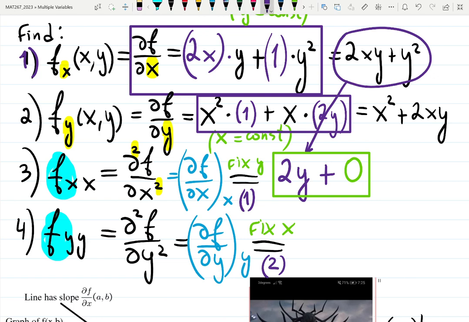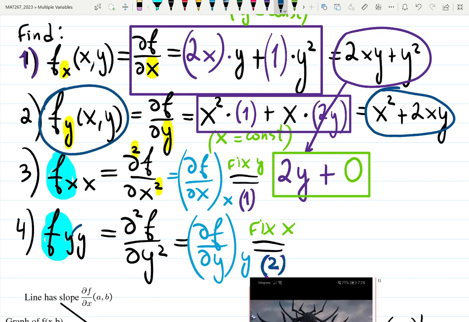Second equation. Let me color code it into blue. I'm looking at the blue equation, the result of the second line: x squared plus 2xy. Because this is exactly what we did. We found the partial derivative with respect to y.